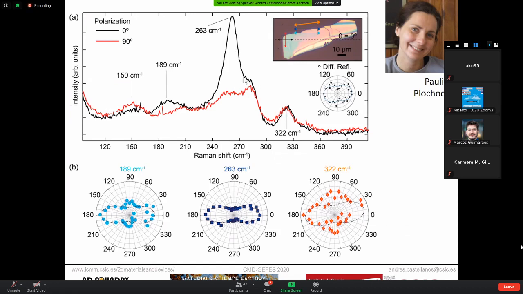These are the 4 main peaks of Frankite, and we can see how these different peaks have a certain anisotropy that is closely related to the anisotropy that we see in the differential reflectance for the same flake. Okay, the little misalignment between the differential reflectance and the Raman measurements can be due to the experimental uncertainty in aligning the samples in the different experimental setups.